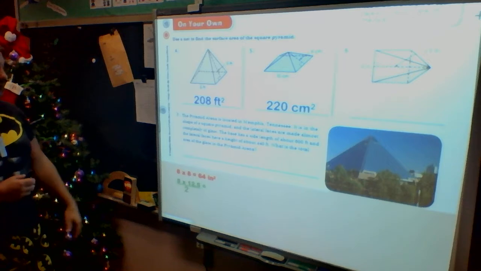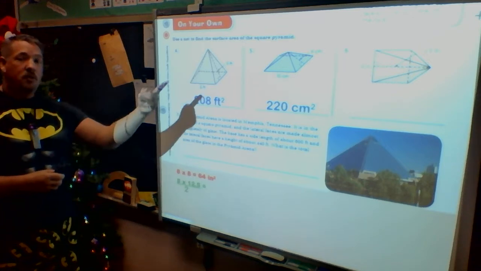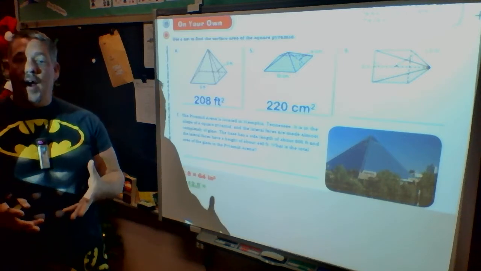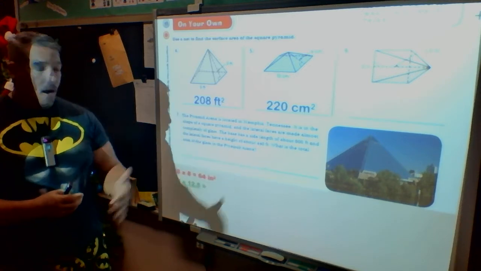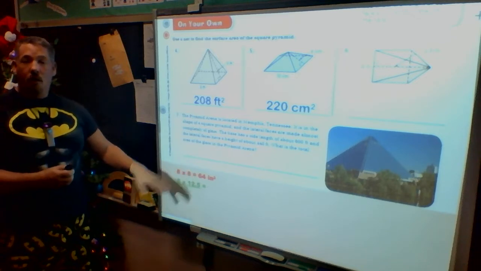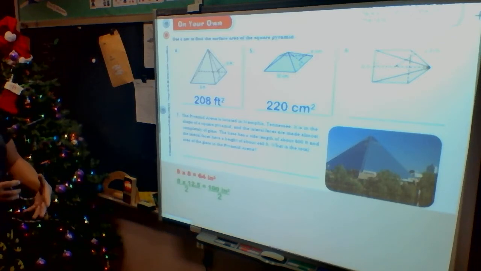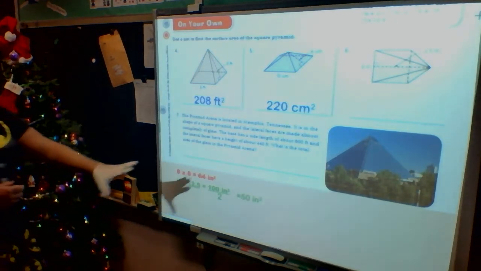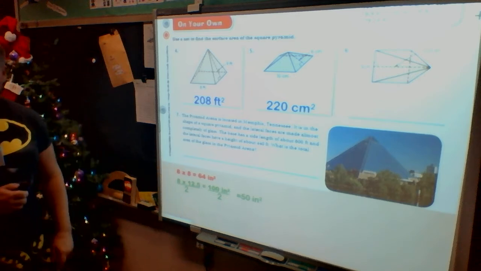And then on your triangles, you used 8 times... They give you 12.5. Doesn't matter if they give you decimals. Doesn't matter if they give you fractions. Math is still the math. I'm still going to multiply them together. When I have 8 times 12.5, I get 100. And when I divide that by 2, I know I have an area for the triangle of 50.